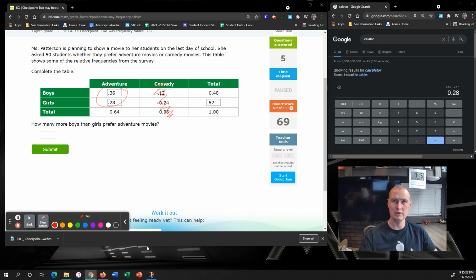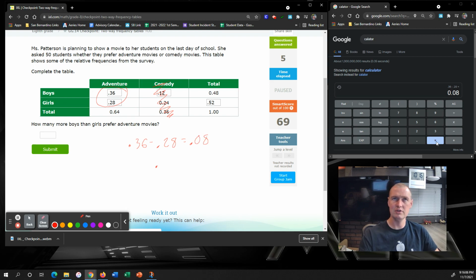Okay, we're going to take our boys, 0.36, subtract out our girls, 0.28 equals, well, use the calculator here. So we got 0.36 minus 0.28, which is going to give us a frequency value of, I'll write it right here, 0.08.